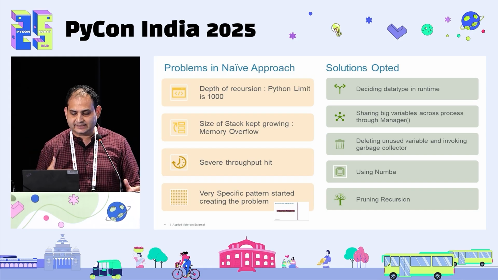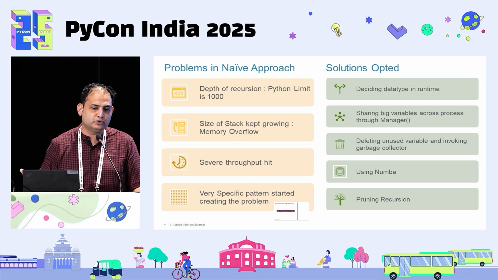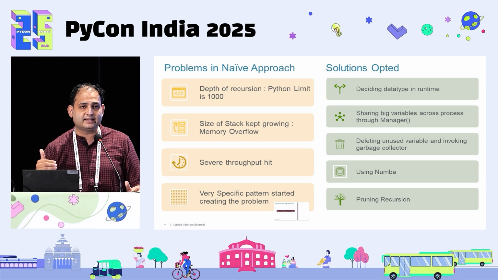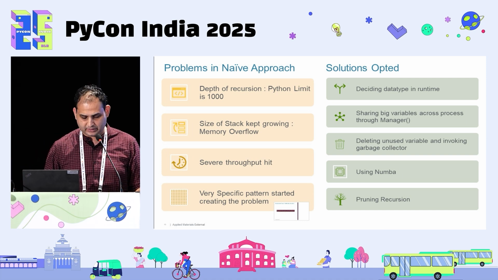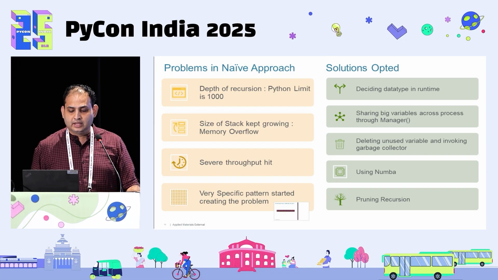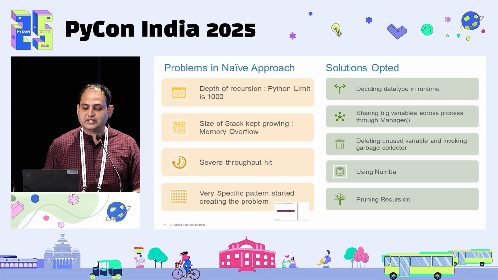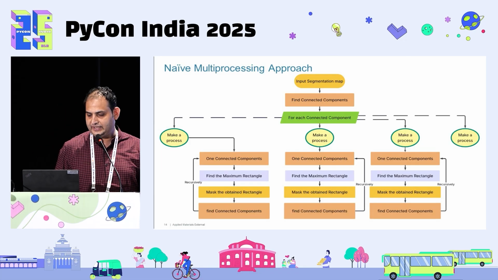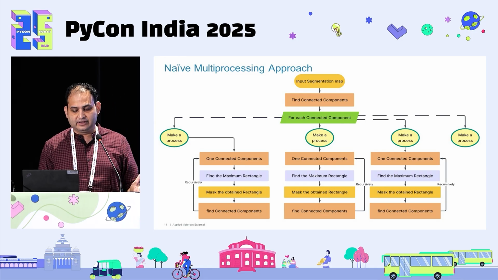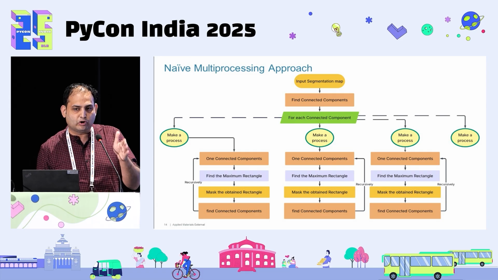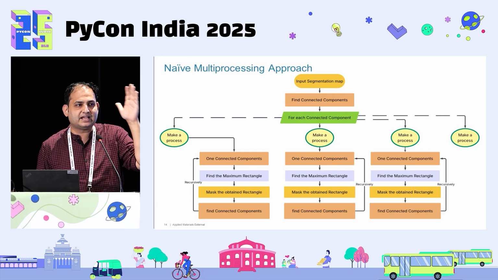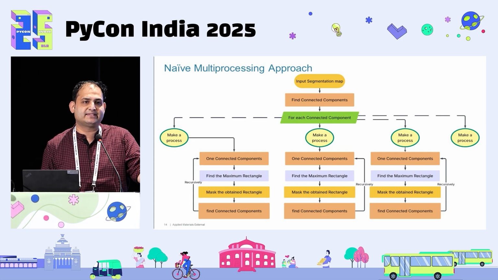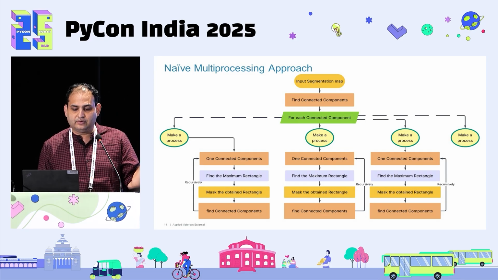So the next step is pruning recursion. How can I do that? Like stopping the recursion, or removing the recursion altogether from the program. How can I do it? Okay, this was my previous approach, the naive multiprocessing approach. For each connected component, I was making a process. At this step, when I am finding a new connected component, I want to send it to the parent process and let the parent process take care of it.